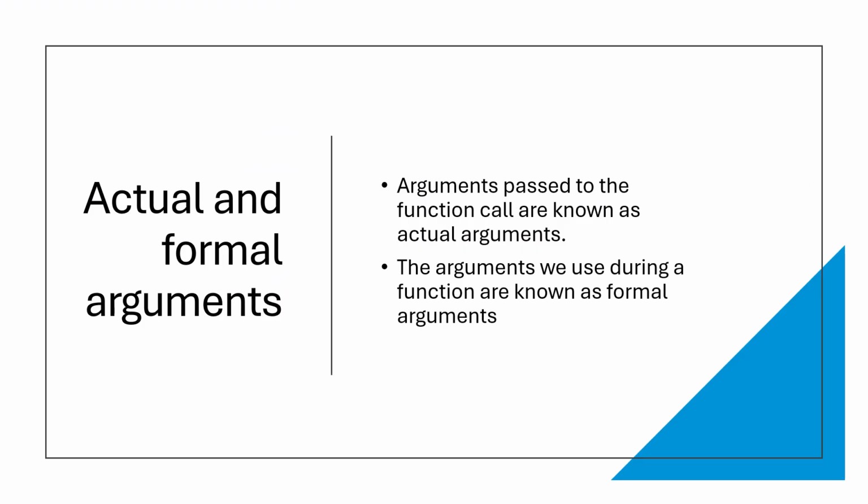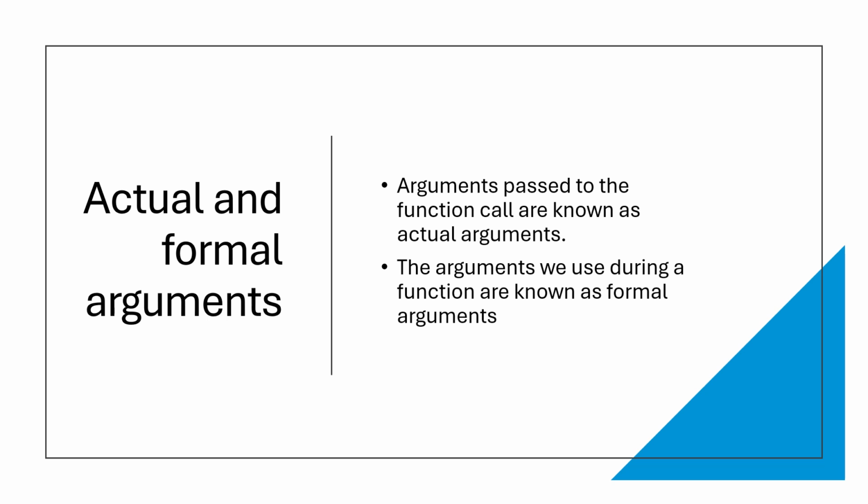So these are the actual and the formal arguments. What are actual arguments? Arguments passed to the function call are known as actual arguments. Then for formal arguments, the arguments we use during the function are known as formal arguments. So actual arguments just pass the variables and the values they are having.